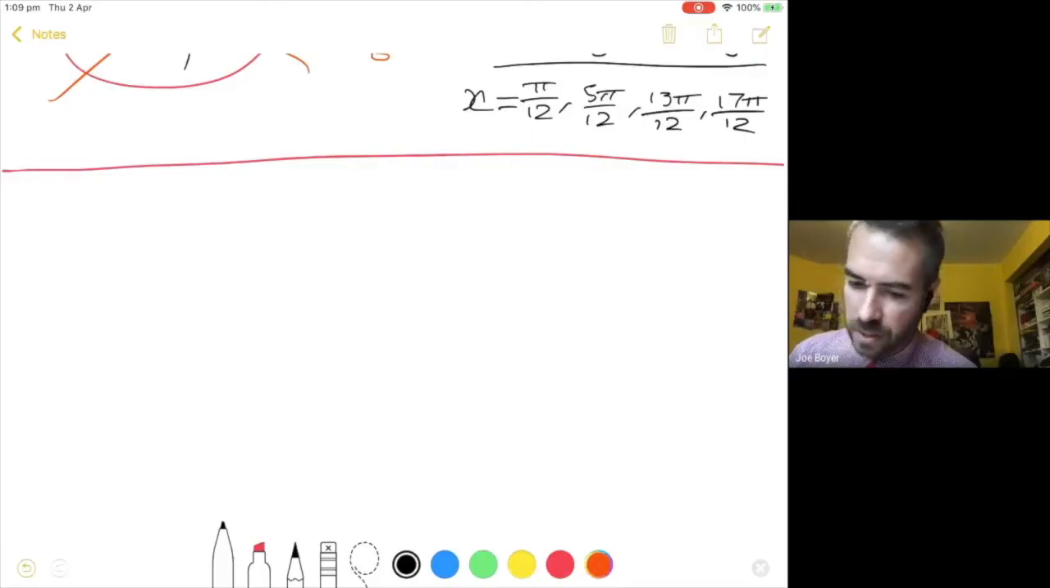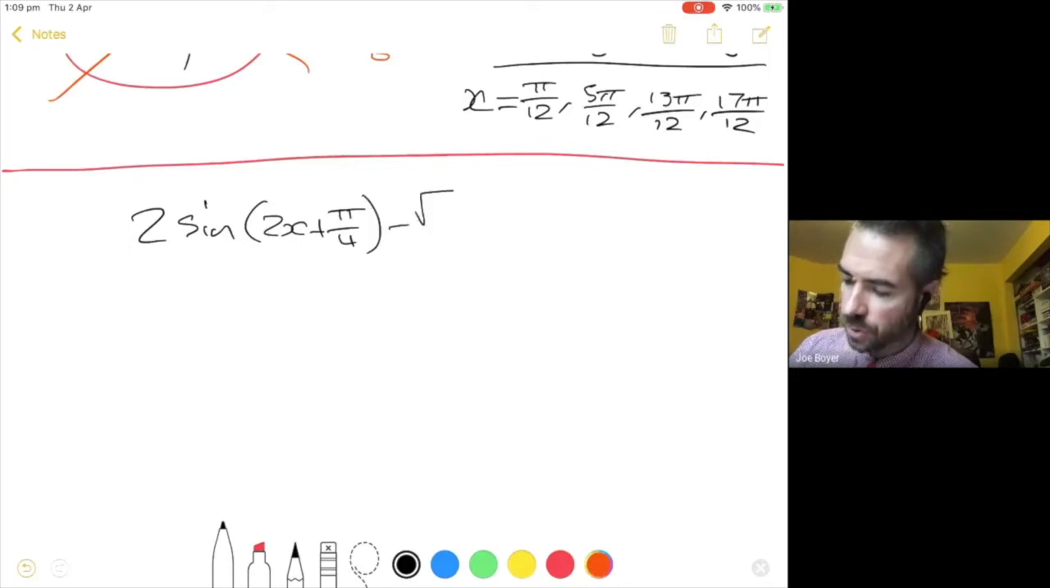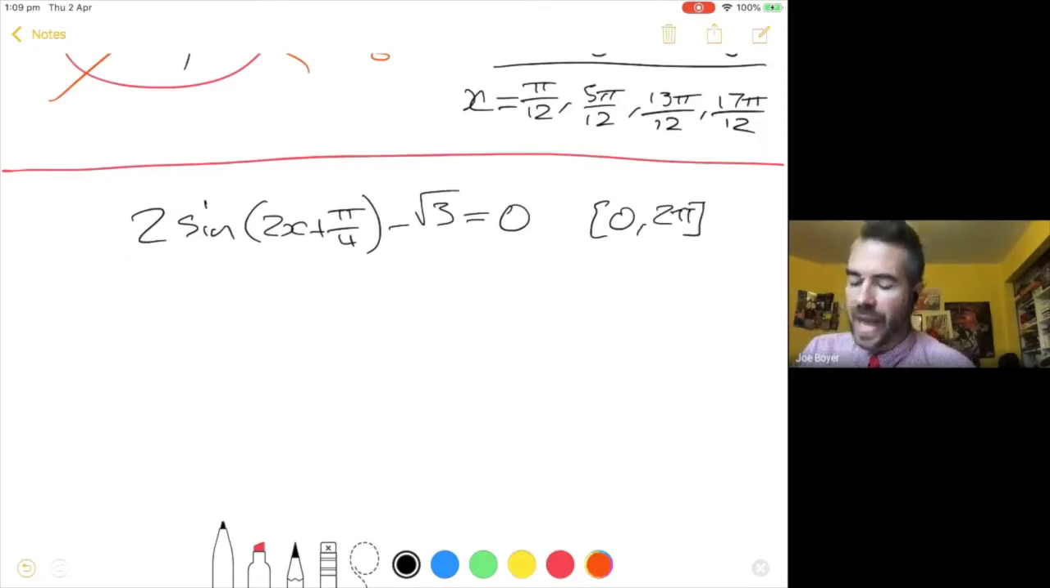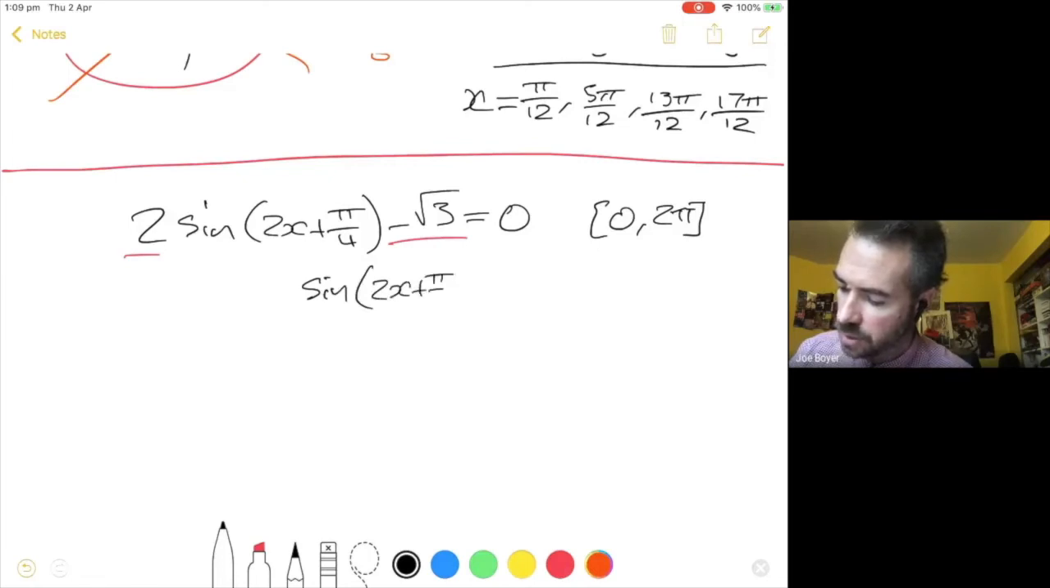This question I'm going to solve now is 2 sine of 2x plus pi on 4, minus root 3 equals 0, over the domain 0 to 2 pi. How on earth are we going to solve this equation? Well, first we know our general rule is that we need to get it to a single trig ratio on one side. So I need to get rid of this 2 and this root 3. I'm going to add root 3 to both sides and divide by 2, and that gives me sine of 2x plus pi on 4 equals root 3 on 2.